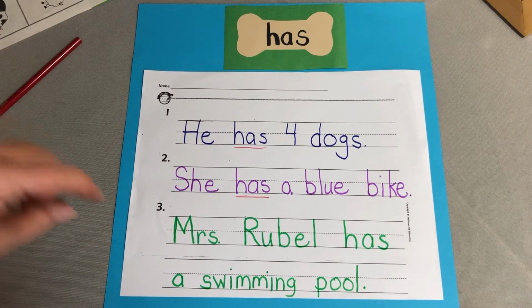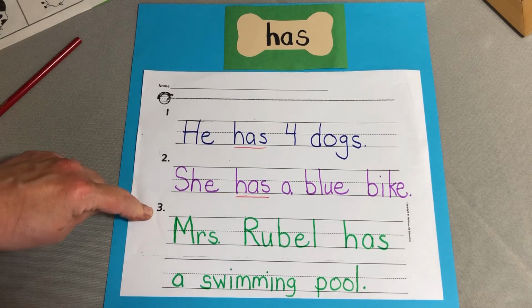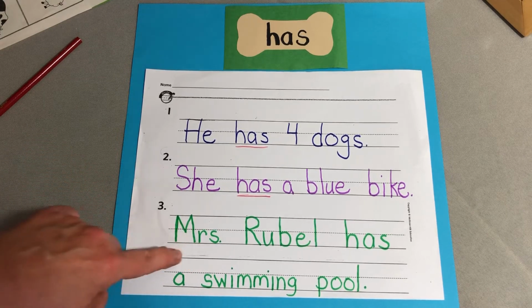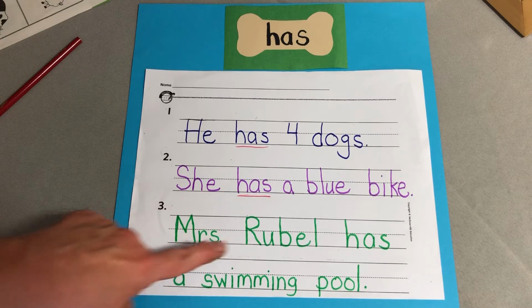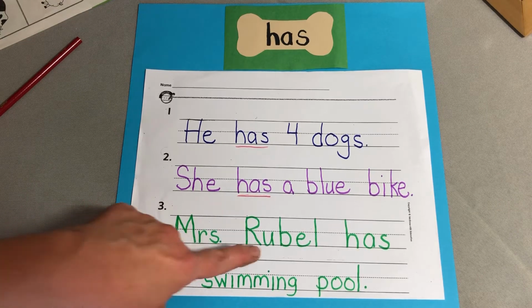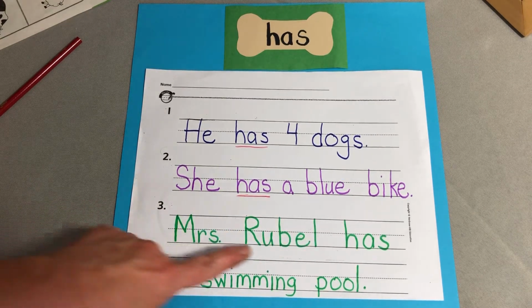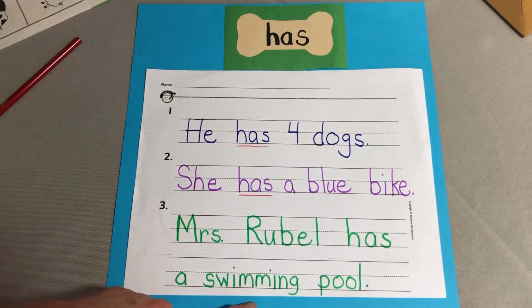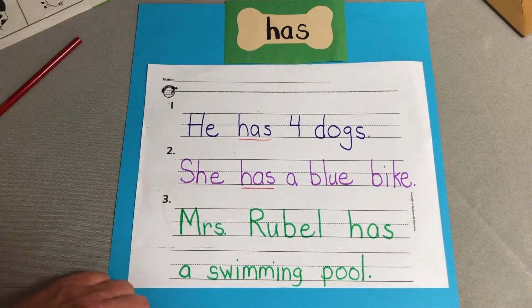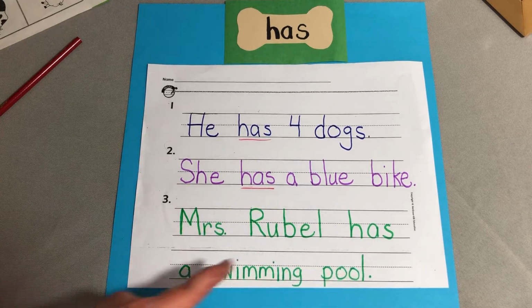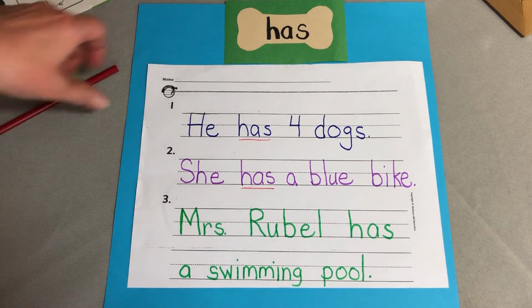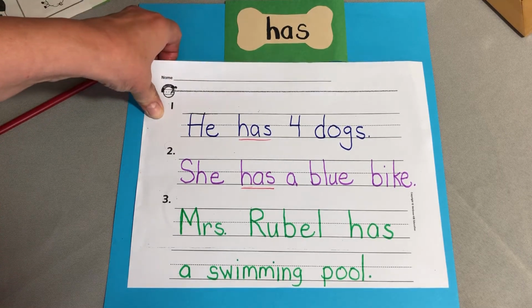All right, let's look at sentence number 3. This is an interesting sentence because it has a title here. This is how you write Mrs. Rubel. Mrs. Rubel has a swimming pool. Did you find the word has? I bet you did. I want you to put a line underneath it.